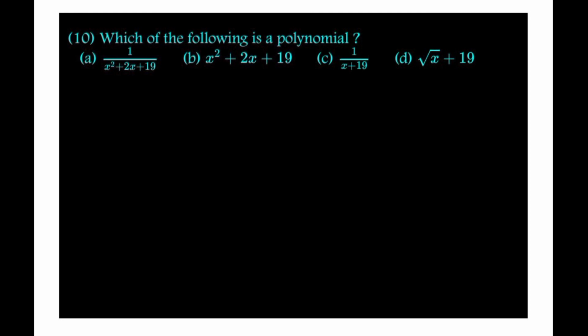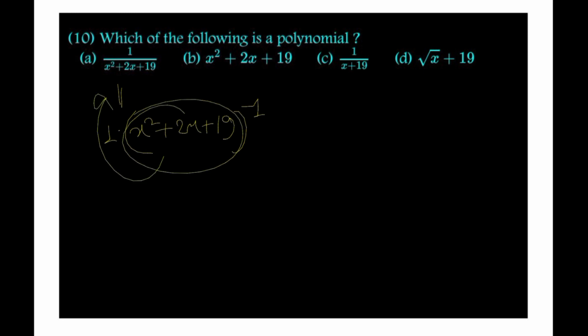And the question is, which of the following is a polynomial? Very simply, we can see that option B, x squared plus 2x plus 9 plus 19 is the answer. But why not the other cases? Let's have a quick look at that. In the first case, 1 divided by x squared plus 2x plus 19, can we write it as 1 into x squared plus 2x plus 19, but the whole thing raised to the power minus 1? Since the exponent of the variable can't be negative for being a polynomial, this will not be a polynomial.